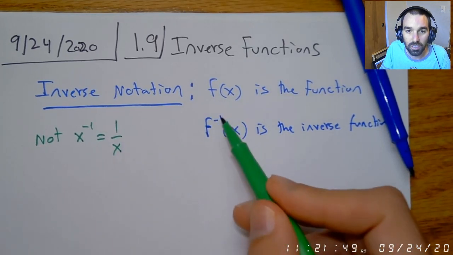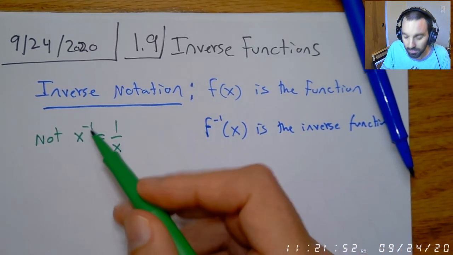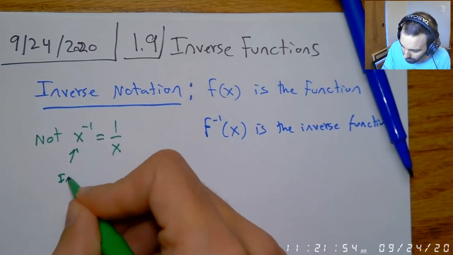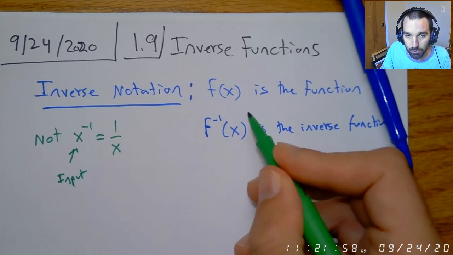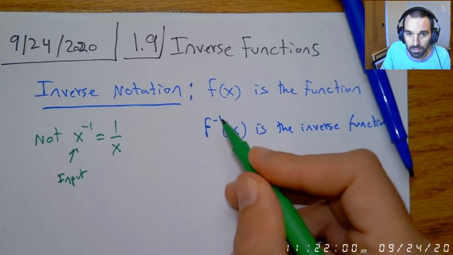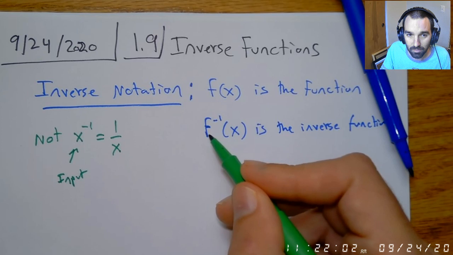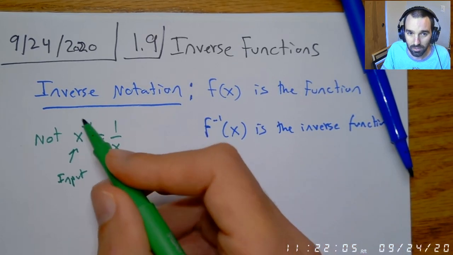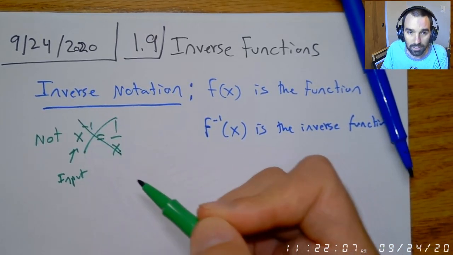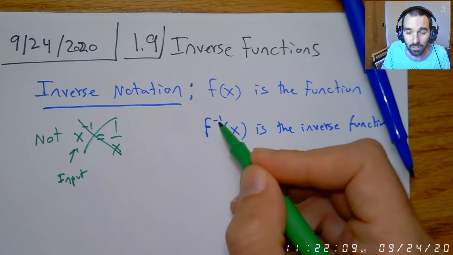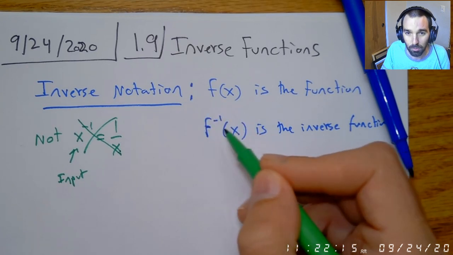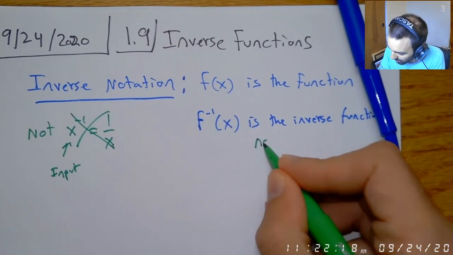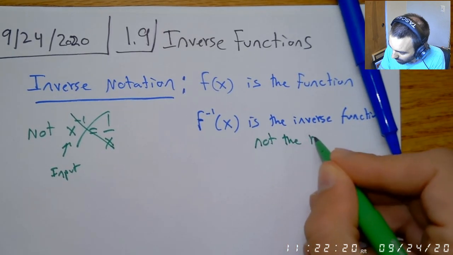So notice how it's with an output, right? So this is an input. And notice how it's with the function letter. We would never write it up here, okay? So the -1 goes here. That's how we know it's an inverse versus an exponent, okay? So don't do that. This does not mean the reciprocal of f of x, okay? So I just want to make that really clear. This is not the reciprocal. This is the inverse, right? Not the reciprocal.